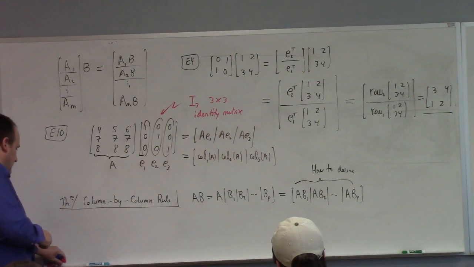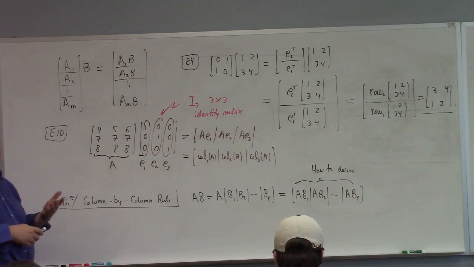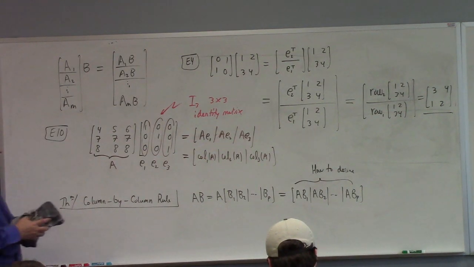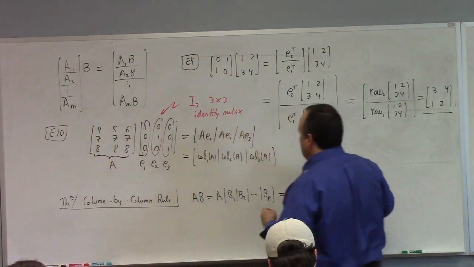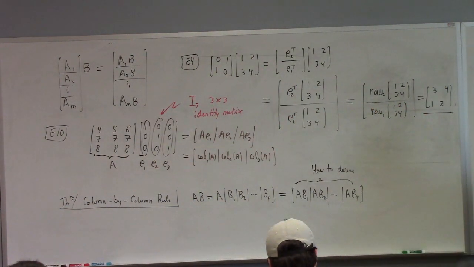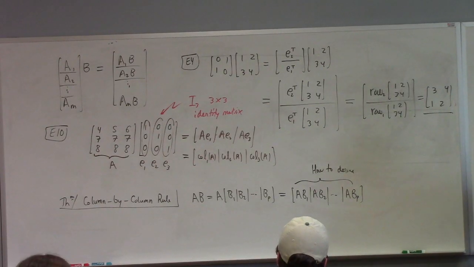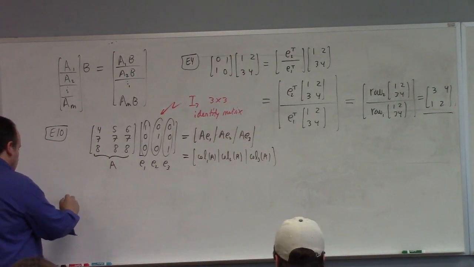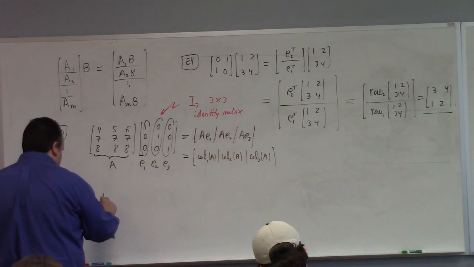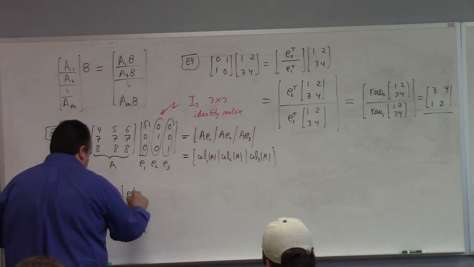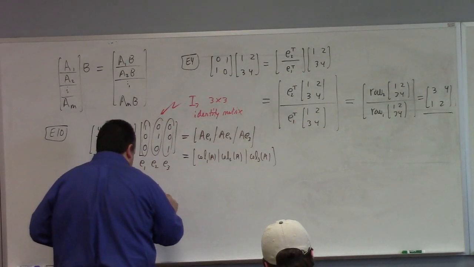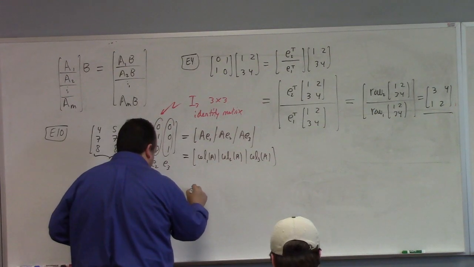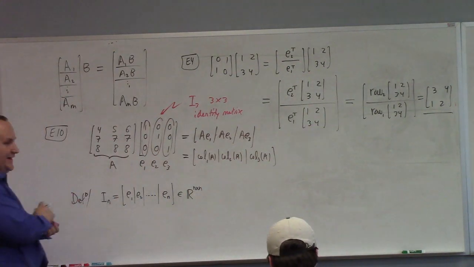Let me suggest that we can make the identity matrix by concatenating the standard basis into a square matrix. Let's define that. Definition: IN is E1, E2, ..., EN. So this is an n by n matrix, the n by n identity matrix.